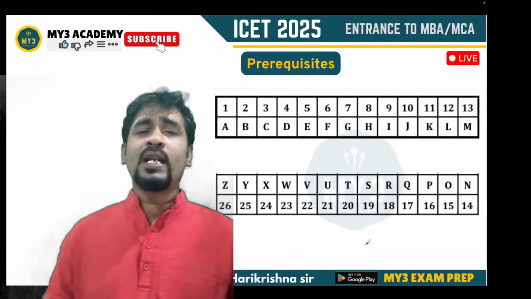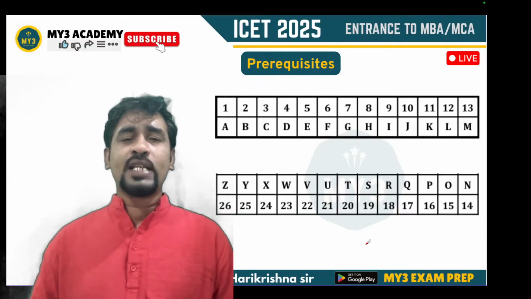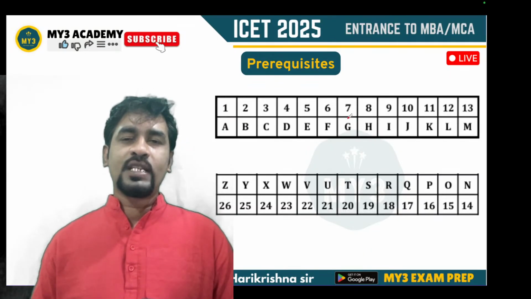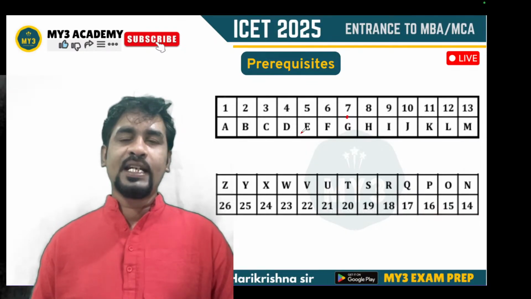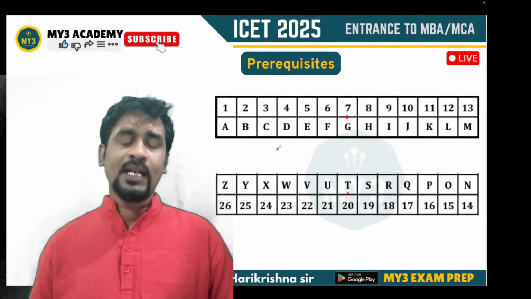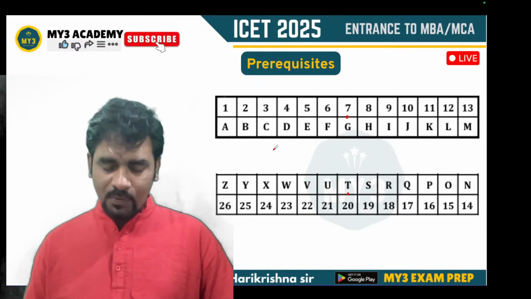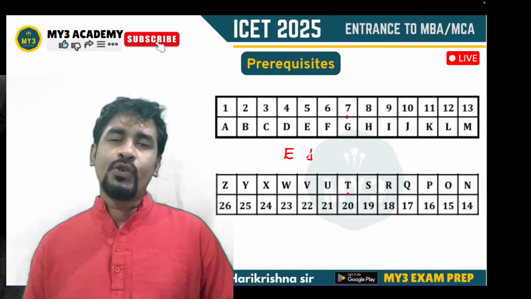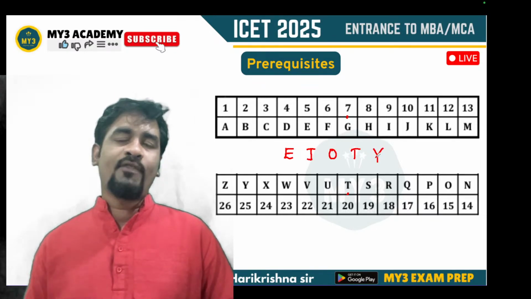So the next important prerequisite is to remember A to Z alphabets with the respective positions. That means as soon as you see G, you should be capable of telling it is 7. As soon as you see T, you should be capable of telling it is going to be 20. So alphabets with the respective positions is very important. If you don't know that, at least use this trick just to remember the alphabet positions.